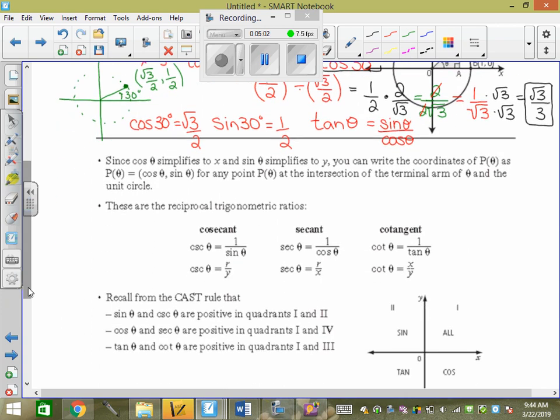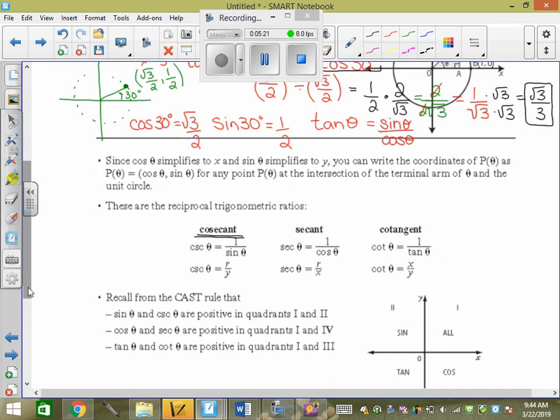New to us: cosecant, secant, cotan. Here they are. They're even written up here for us. We don't need to memorize them. It's great. Cosecant, secant, cotan. So cosecant is spelled CSC.